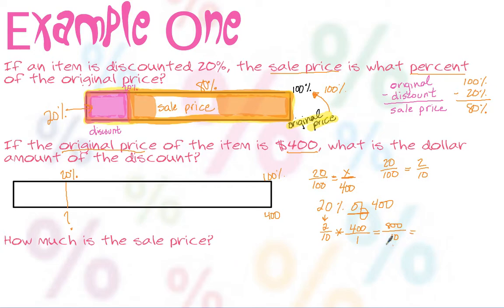Then I have to do some simplifying here. I know that 800 divided by 10, well, cancel out the zeros, is equal to 80 over 1, which is equal to 80. So I know that 20% of 400 is equal to $80.